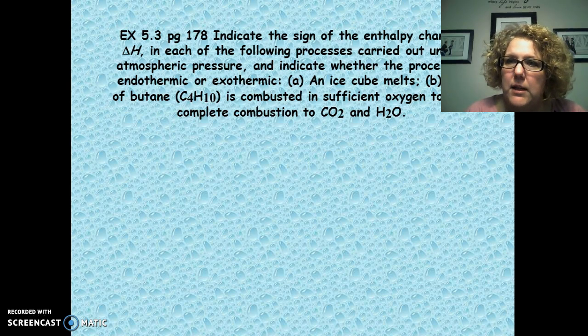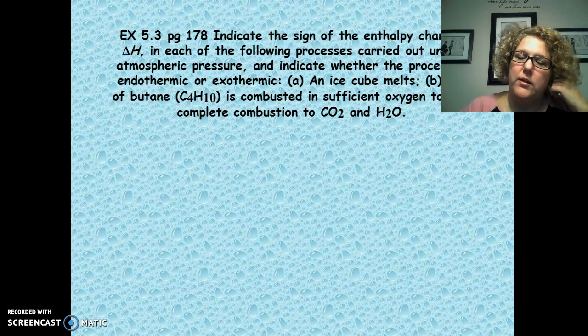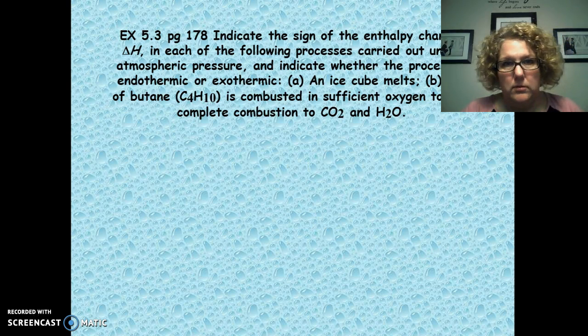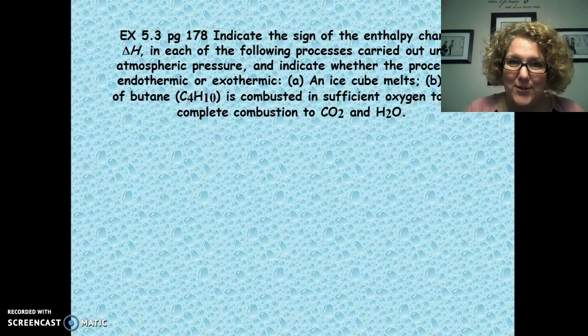All right, in B, you might be able to see it because of my little screen here, 1 gram of butane is combusted in sufficient oxygen to give complete combustion to CO2 and water. Butane is what's in lighters, so a gram of the liquid in a lighter is burned. That's obviously going to release some heat, so that's exothermic. Heat exited the reaction, and so because it lost heat to the surroundings, that would be a negative delta H.